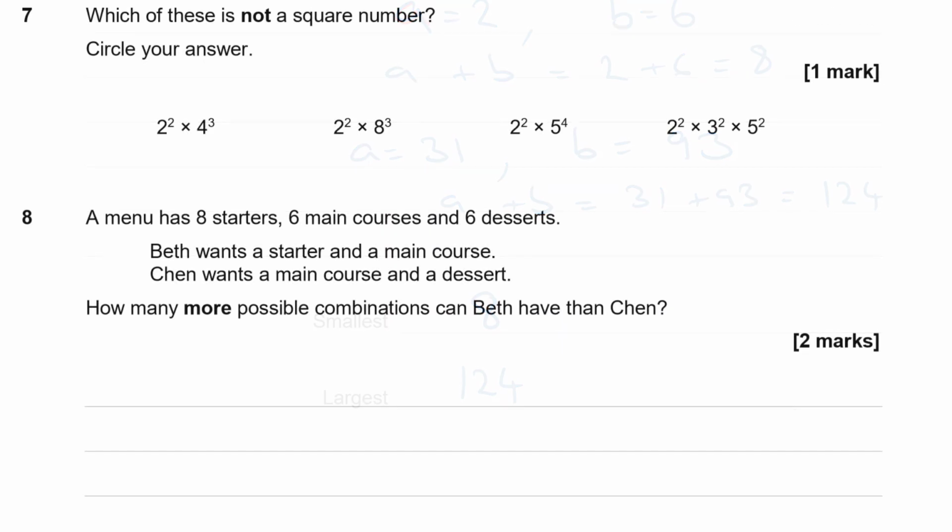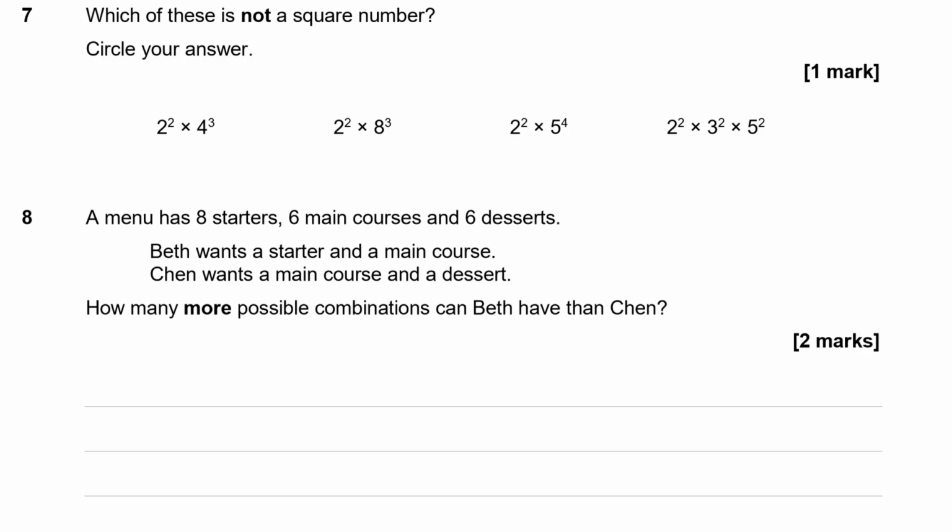Okay. Question 7. Which of these is not a square number? Circle your answer. Okay, well, if you've got a square number, then the square root of that number must be a whole number. It must be a nice number. So we're looking for numbers that square root nicely, and the one that doesn't is the one we want.